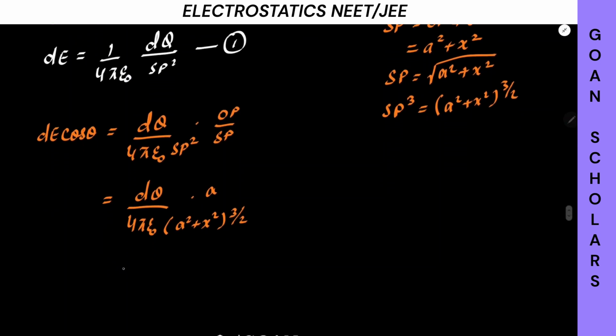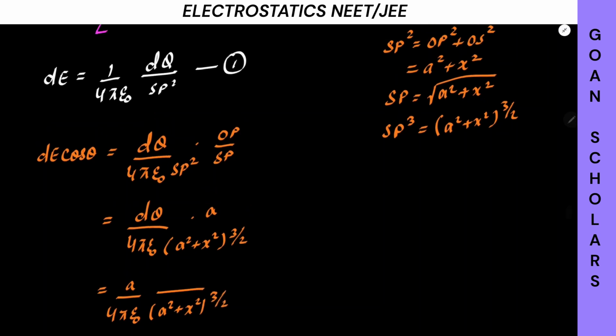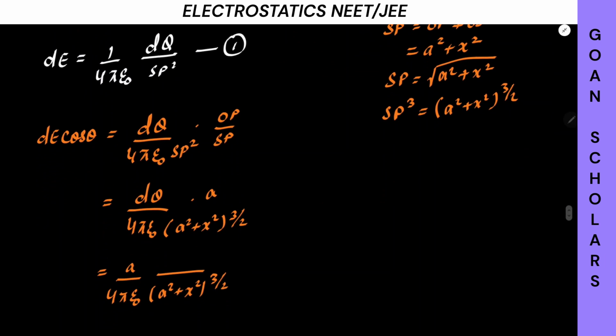So let's substitute that also in the next step. So this will be A upon 4 pi epsilon naught, (A square plus x square) to the power 3 by 2. And what is our dq? Let me go up: q by L into dx. So let's write q by L into dx.